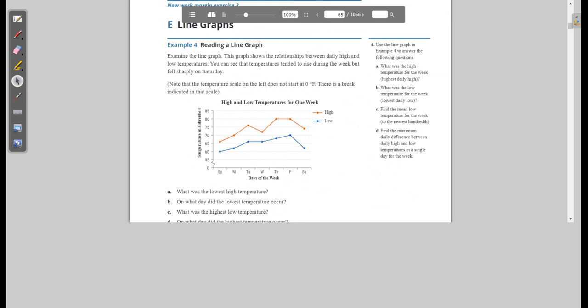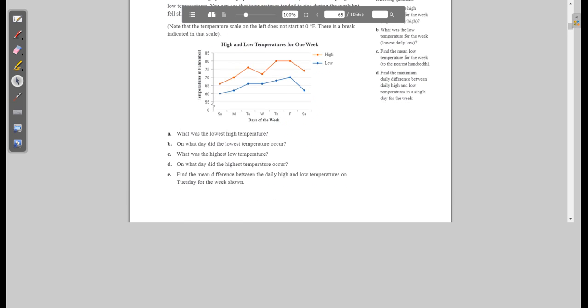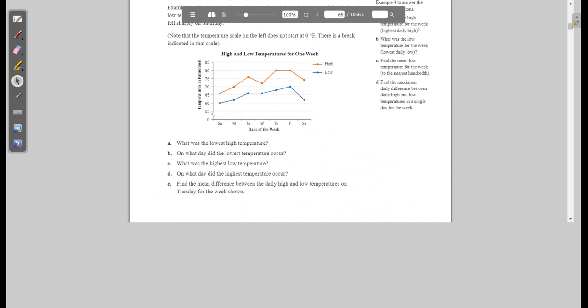And lastly, we're going to be reading a line graph. Maybe I should have snipped. Yeah, this is the last one. Okay, so we're going to snip the problems. Forgot to do that.